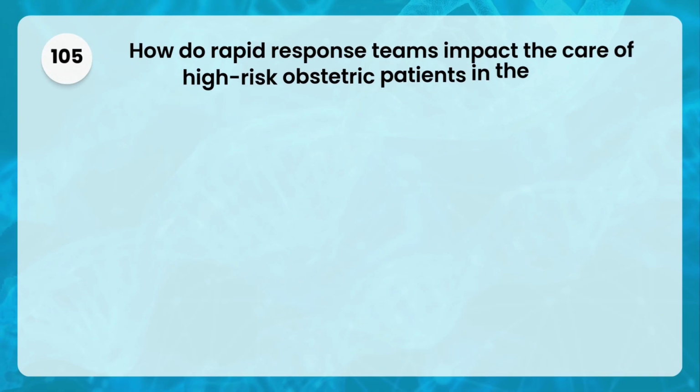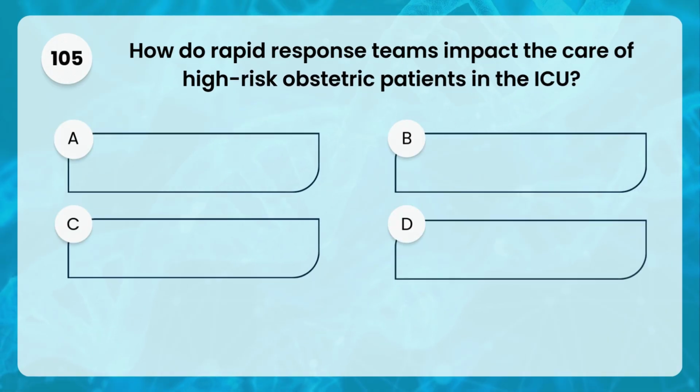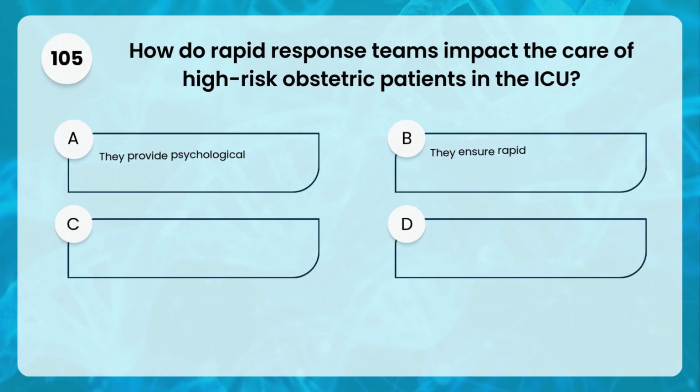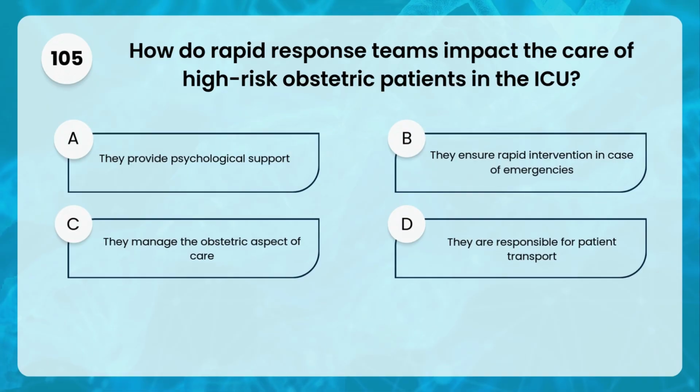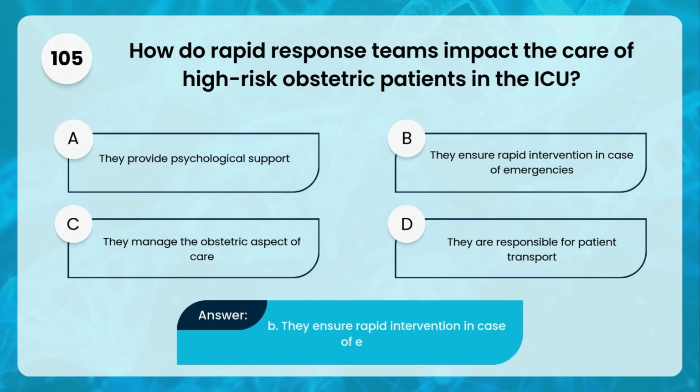105. How do rapid response teams impact the care of high-risk obstetric patients in the ICU? A, they provide psychological support. B, they ensure rapid intervention in case of emergencies. C, they manage the obstetric aspect of care. Or D, they are responsible for patient transport. The answer is B, they ensure rapid intervention in case of emergencies.